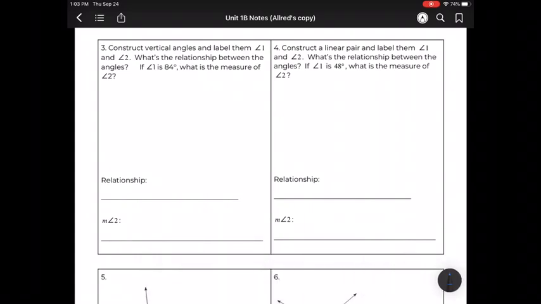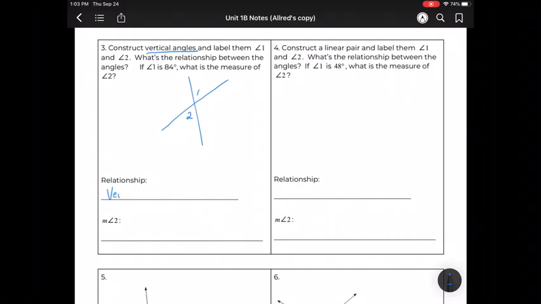It says construct vertical angles, label them angle 1 and angle 2. So I'm just going to draw an X. I'm going to pick one angle out of those 4 created, name it angle 1. And the other angle I'm going to name angle 2. Okay, we know they are vertical angles. And so it says, what's the relationship between those angles?